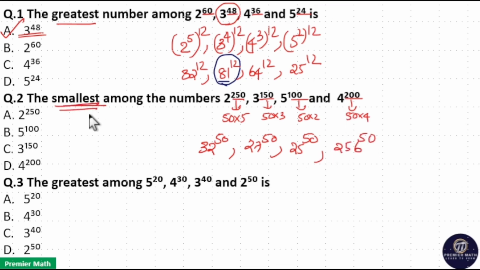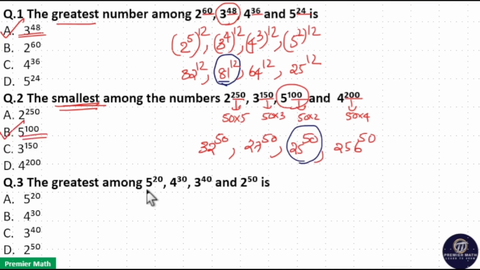Now we need the smallest among these numbers. So all the powers are equal. So take the smallest base. Smallest base is equal to 25. So 25 raised to 50 is the smallest number, means here 5 raised to 100. Option B is the smallest number.